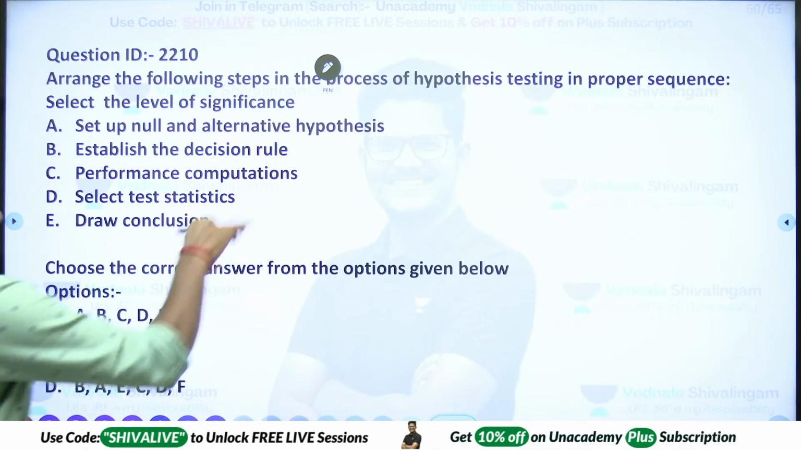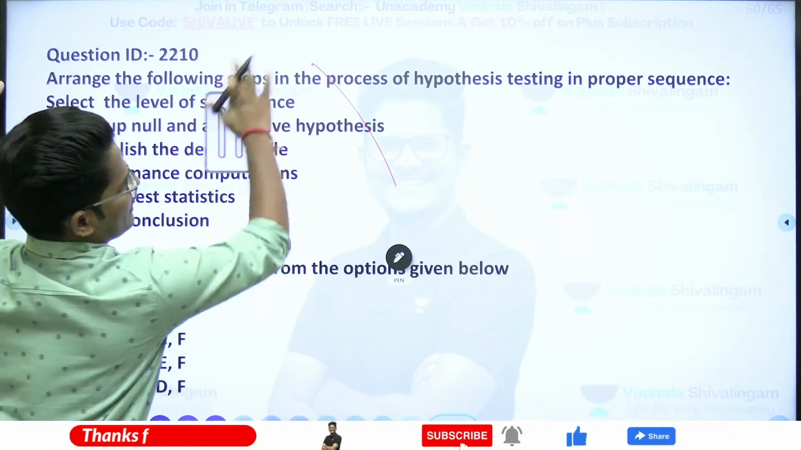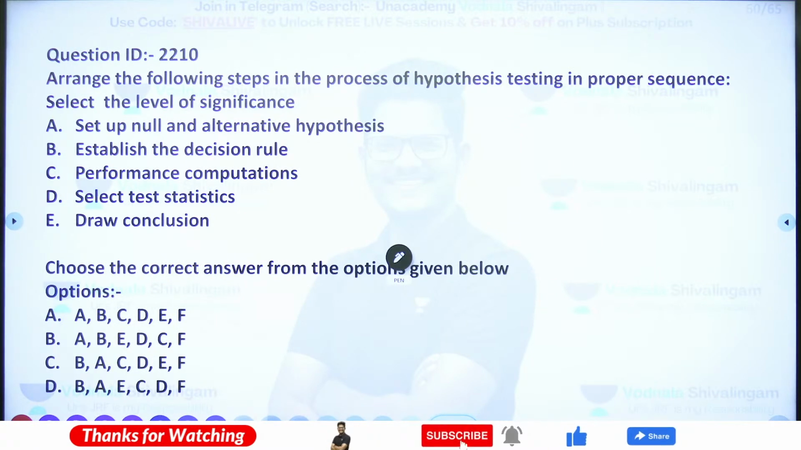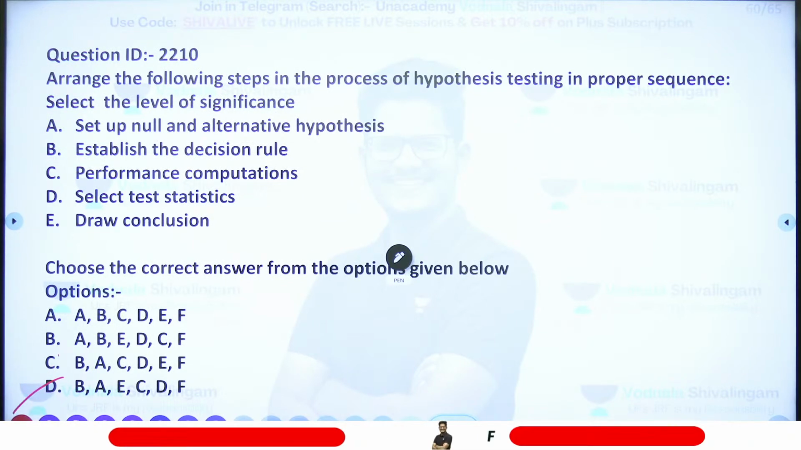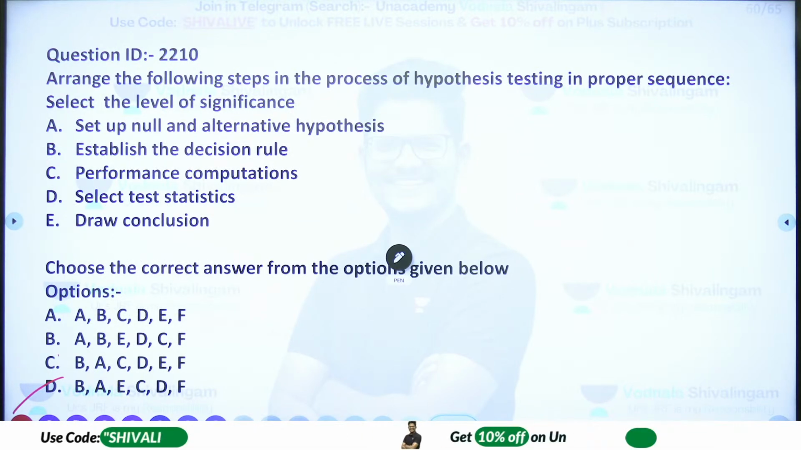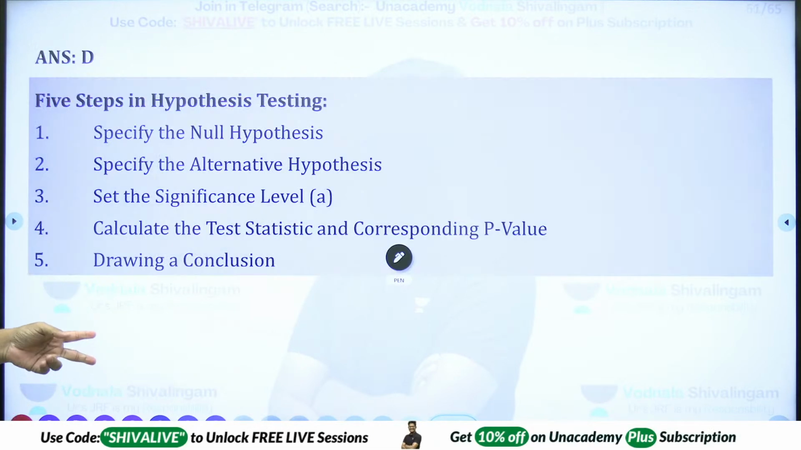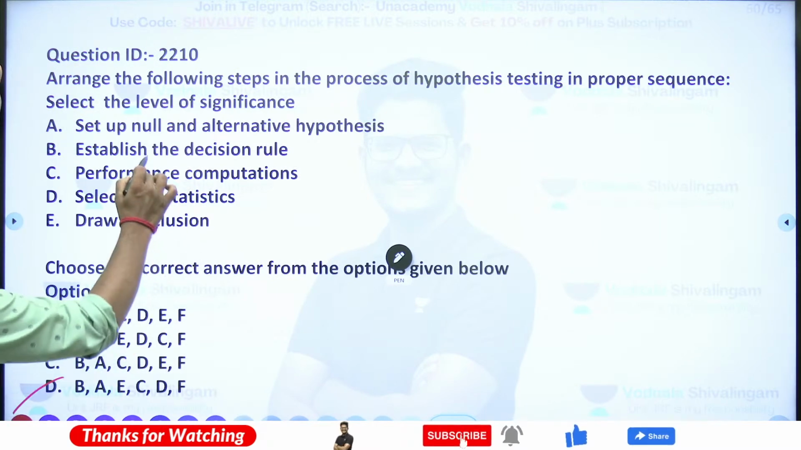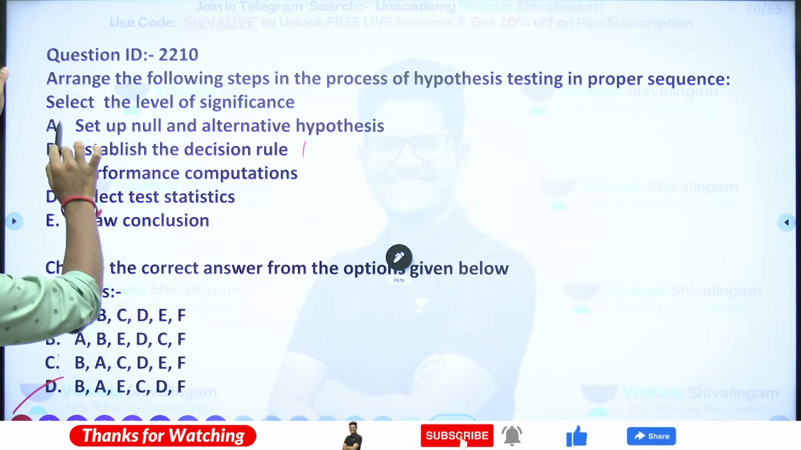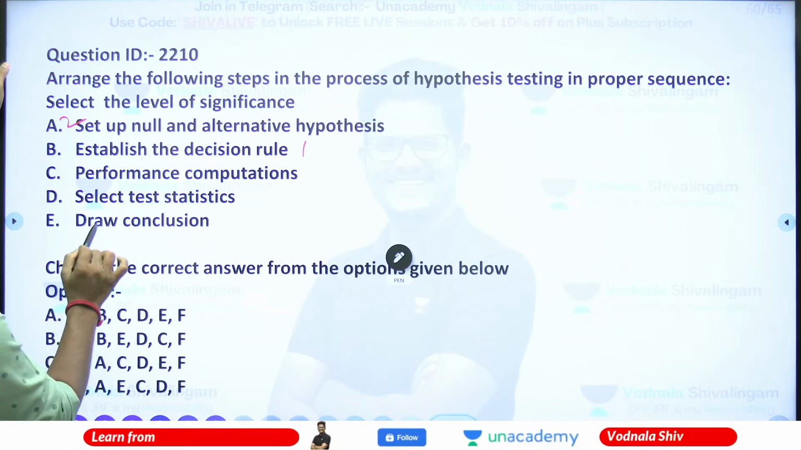Next, arrange the following steps in the process of hypothesis testing in proper sequence: set up null and alternative, establish the decision rule, perform computation, select the test statistic, draw conclusion. The answer for this question will be D, that is BAECDF. Where is F? Oh, F is given in all options. BAECD. First one, establish the decision rule, set up null and alternative, and E.